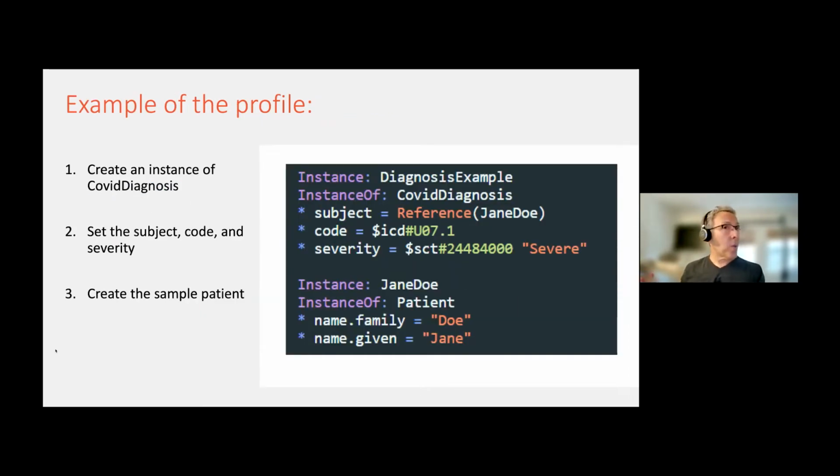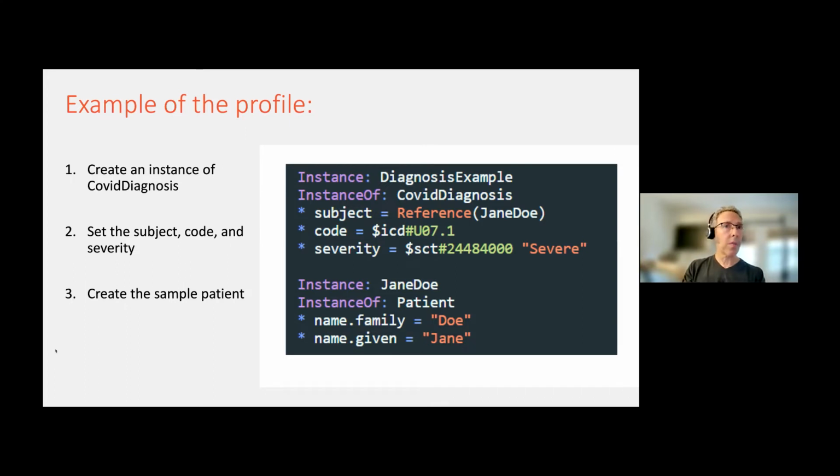Next thing you want to do is create an example of your profile. As Rick said, this is required by HL7, otherwise the publisher complains. So you use a keyword Instance. So here's our diagnosis example. It's an instance of that profile we just wrote, the COVID diagnosis. The subject, we're going to reference another instance, Jane Doe. We're going to set the code to the appropriate code for COVID.